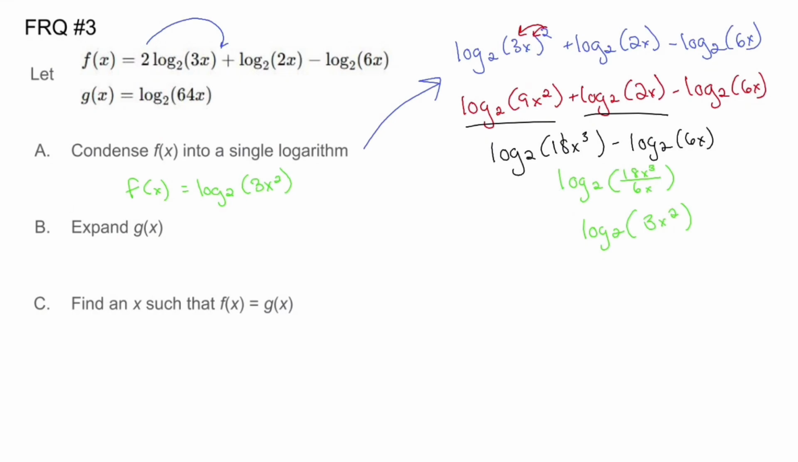Fun stuff. Now for part B, I'm going to do literally the opposite. I'm going to take something that's already put together and rip it apart. So let's take u, move it down here, and say log base 2 of 64x. Well, if I'm going to rip stuff apart, I'm probably going to do the opposite of turning that coefficient into an exponent and taking an exponent and turning it into a coefficient. 64 is 2 to the 6th power. Okay, and then I have x just kind of lingering there.